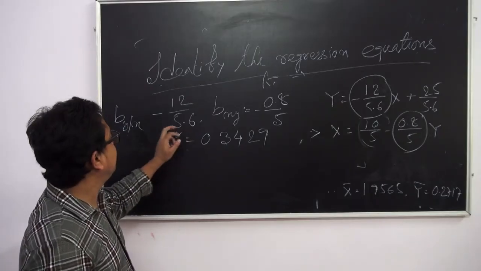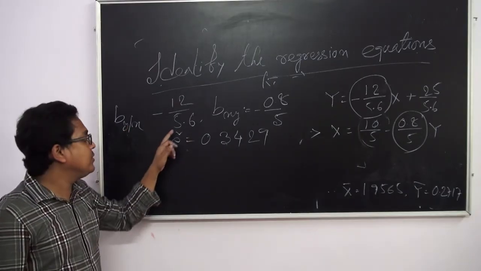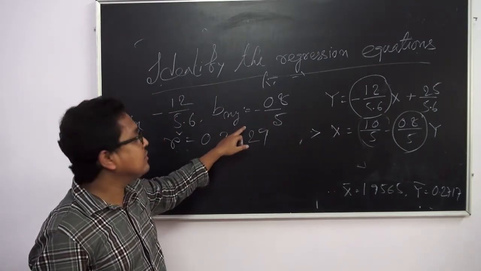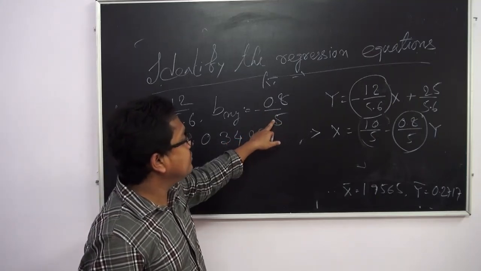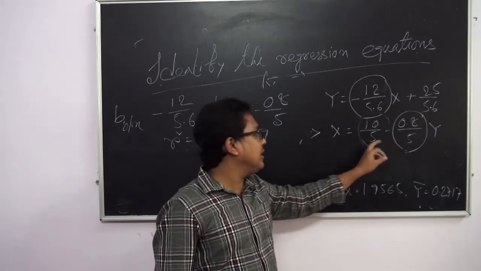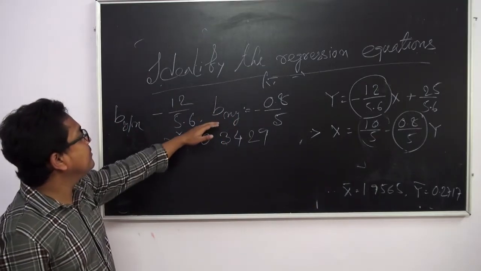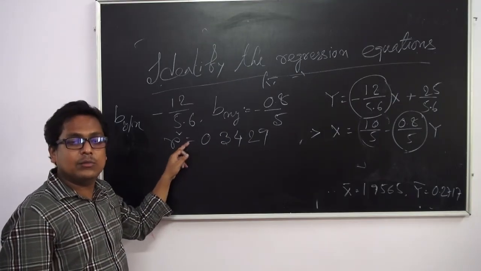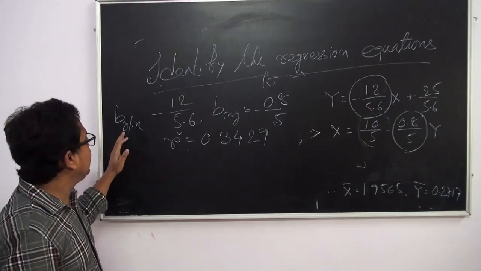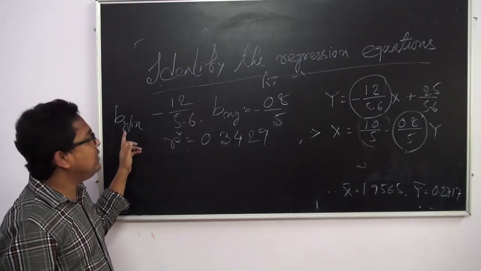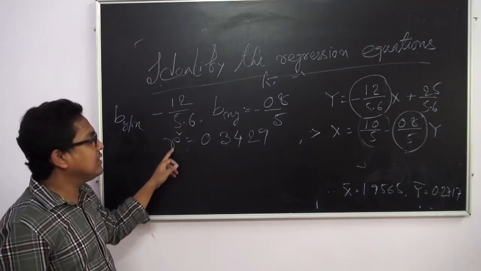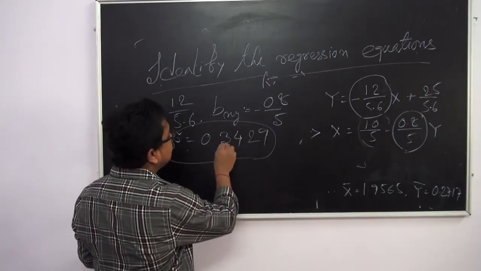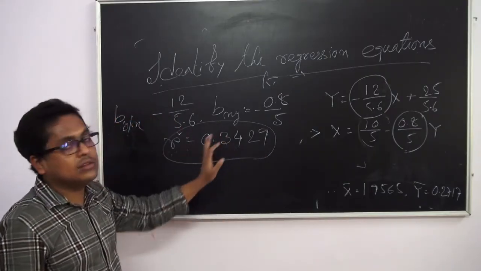Now see, one regression coefficient b y on x is minus 12 by 5.6. Another regression coefficient b x on y is equal to minus 0.8 by 5, that means this is the regression coefficient of x on y. So if we multiply these two, that is nothing but r square, because from the properties we know that b y on x times b x on y is r square. So their product value, the r square value, is 0.3429.